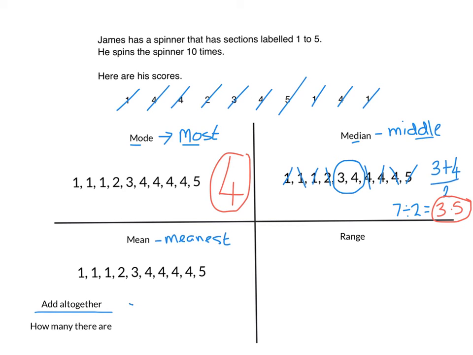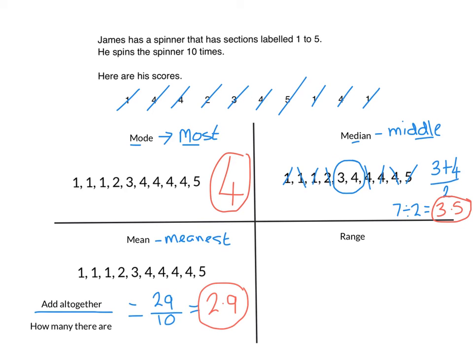Okay, so let's have a go at that. If we add them all together, 1, 2, 3, 4, 5, 6, 7, 8, 12, 16, 20, 24, 29. And divide by how many there are. So there's 1, 2, 3, 4, 5, 6, 7, 8, 9. There's 10 numbers in that list. So it's 29 divided by 10, which is 2.9. So the mean here is 2.9.